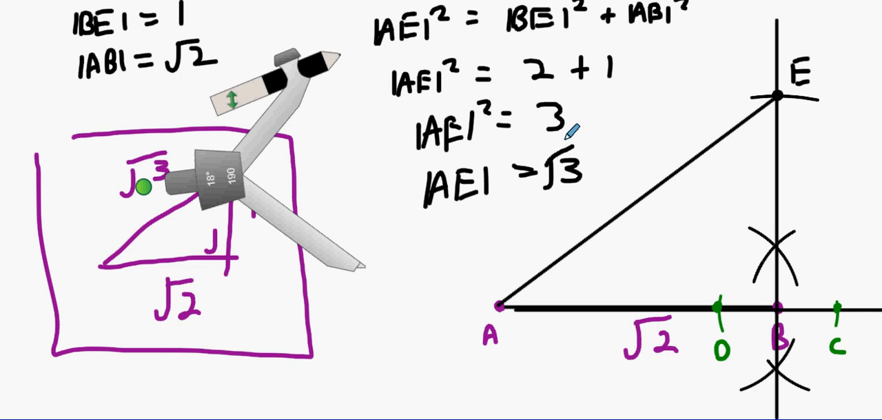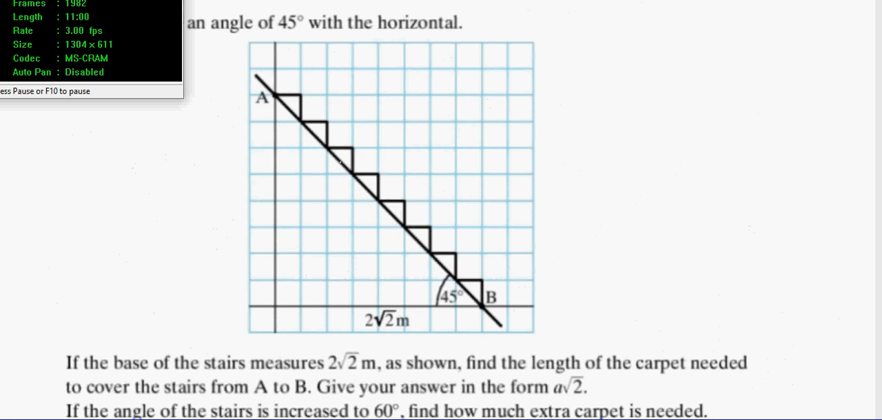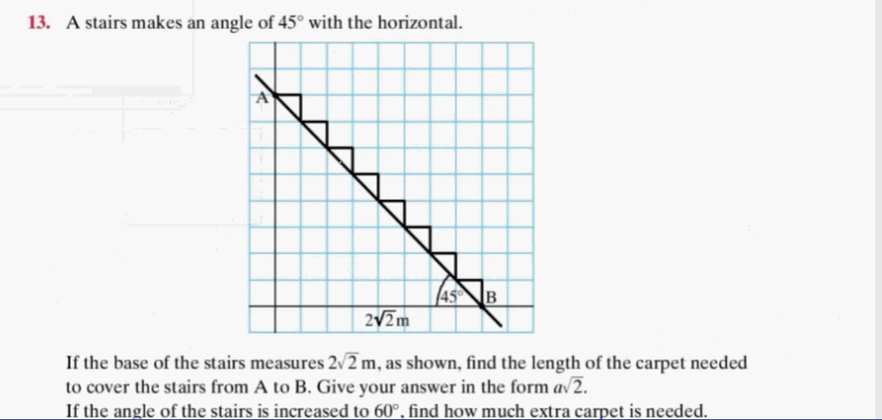What do you do? Stairs makes an angle 45 degrees at the horizontal. Happy days. The base of the stairs measures 2 root 2 as shown. Find the length of carpet needed to cover the stairs from A to B. Oh God. So it literally wants me to do this.